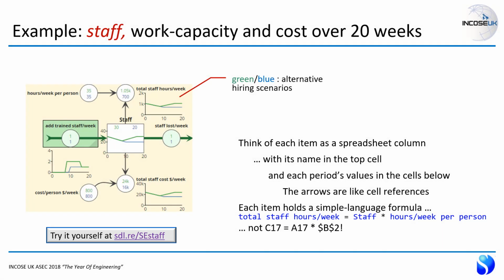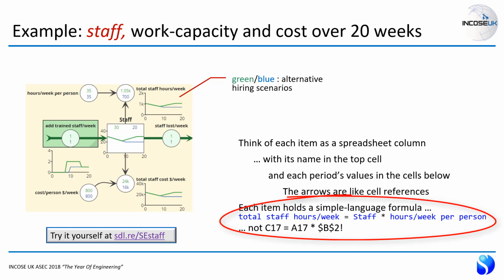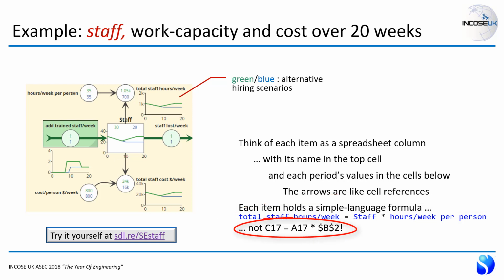One of the difficulties we face in system dynamics is that people think it is a technical, complicated, difficult thing. Well, actually, if you just think of each item here as a column in a spreadsheet, with the name in the top cell and all the period values running down the cells, and the arrows are simply cell references, and inside each of these there is a formula, such as total staff hours per week equals staff multiplied by hours per week per person. It's not that kind of formula. It's kind of English language, or French language if you want.